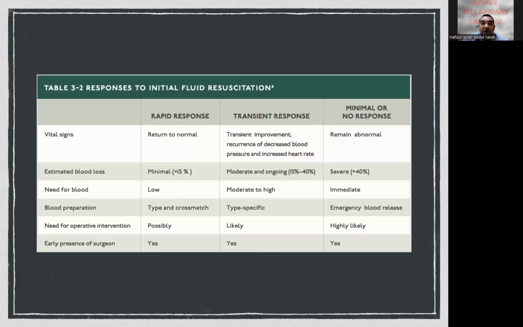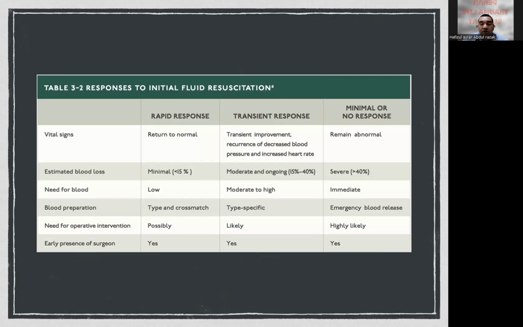Okay. So responses to initial fluid resuscitation. What does this mean? It is divided into 3 phases. Whether there is a rapid response, transient response, or minimal or no response. Okay, so rapid response is usually due to minimal blood loss. So the blood loss is small, then we correct it, and the patient will have a rapid response.